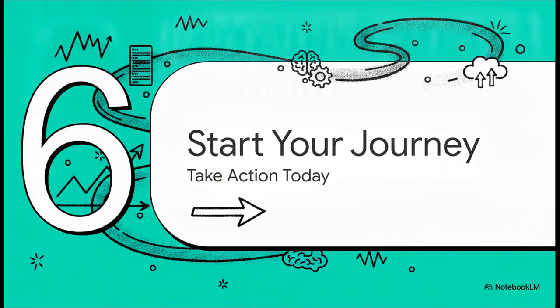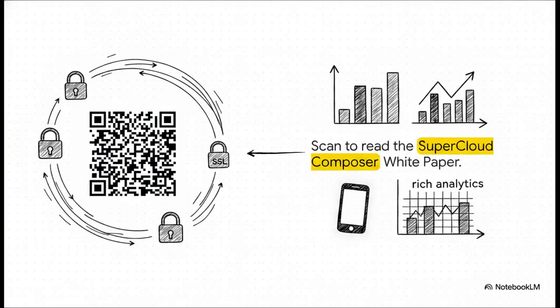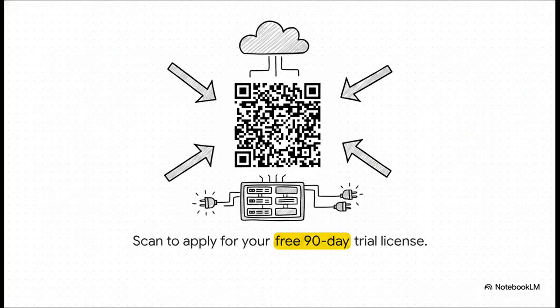Which brings us to our final section. Start your intelligent journey. If you're the type who wants to really get into the weeds on the rich analytics, the telemetry, and the security compliance we touched on today, just scan this code. It'll take you straight to the full SuperCloud Composer white paper so you can grab all the technical details. Or if you're ready to just jump right in and get hands-on, scan this code instead. It takes you directly to the product page where you can apply for that free 90-day trial license we just talked about. You can literally experience this agility and simplicity in your own infrastructure firsthand.